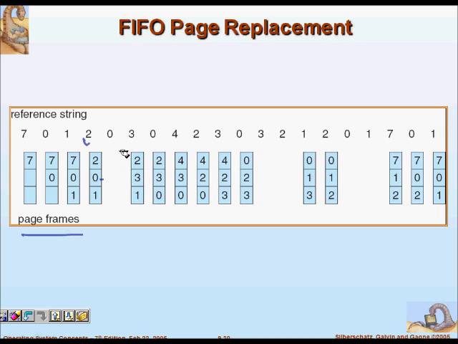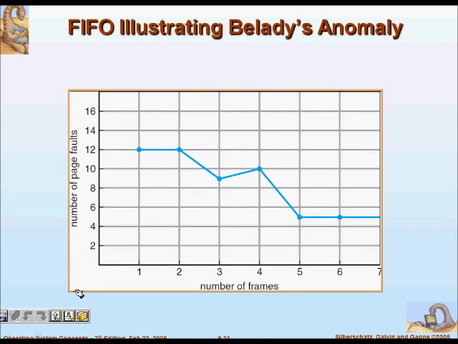Then we require 3. When you require 3, it is not there, so 0 was the oldest, and I replace it with 3. 1 is the oldest now. So when we require 0, it's not there, so 1 is replaced with 0. This is fine. Now which is your oldest, you just need to keep track of that. 2 was the oldest and so on. So this is FIFO page replacement.